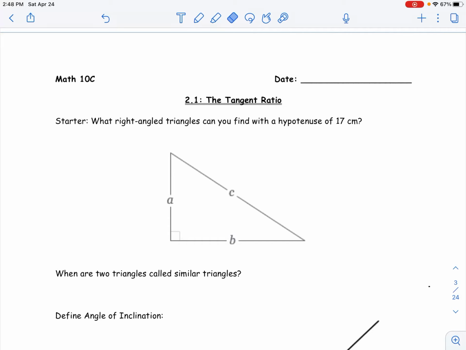Our first lesson for trigonometry is based on the tangent ratio, which is lesson 2.1. So the starter is saying that they're giving us a hypotenuse of 17 centimeters. So what we want to always do is label our longest side. That's always called our hypotenuse, which I always shorten to HYP just to make it easier and less writing. So we're going to label that with 17 centimeters.